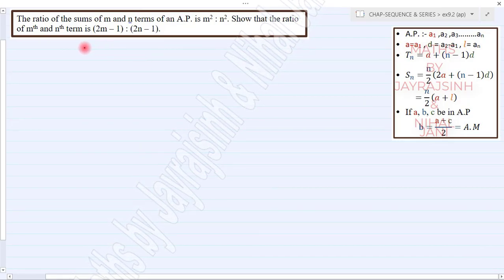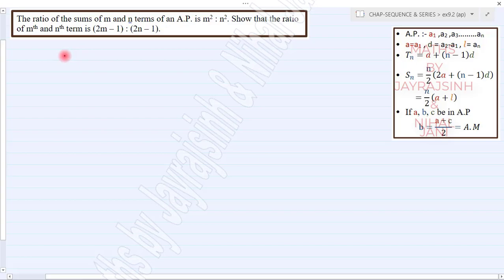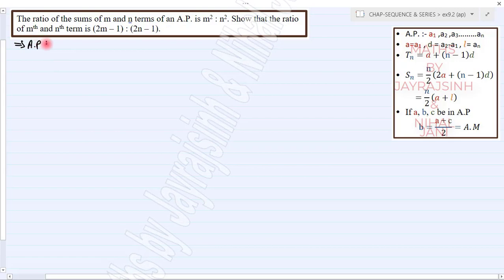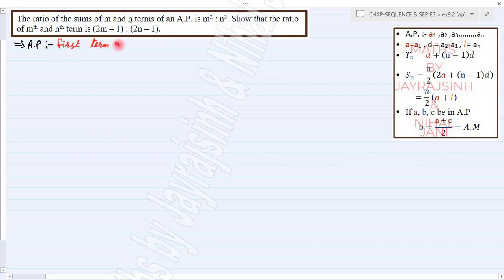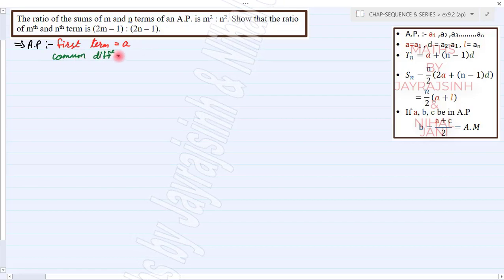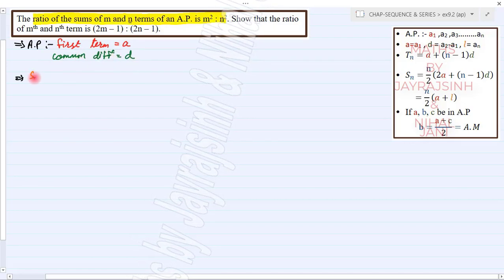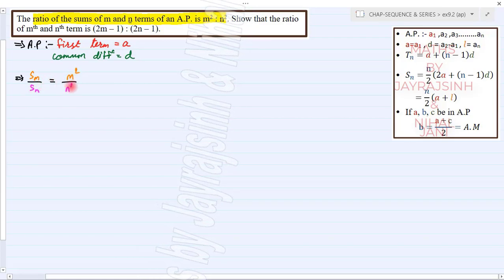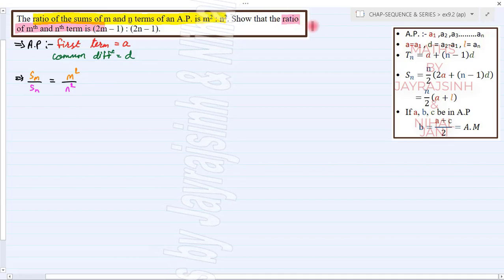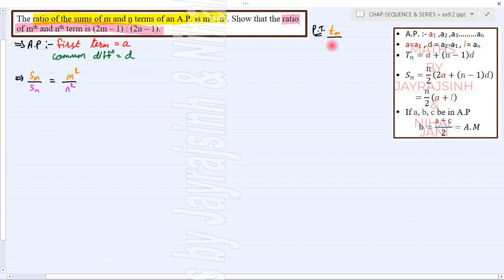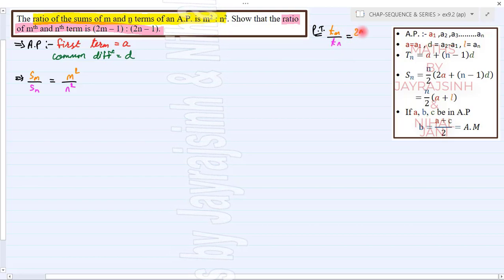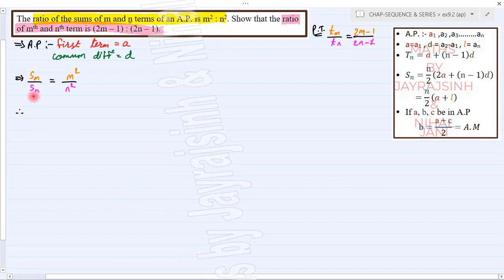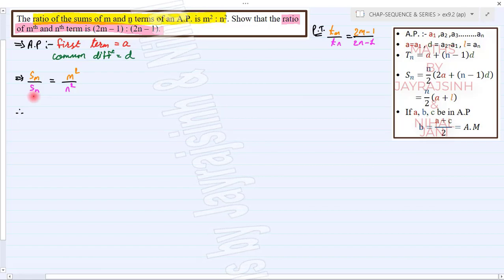In this question, we have the sum of m and n terms in the ratio m square by n square. So, we have only one AP having first term a and common difference d. Sm upon Sn is equal to m square by n square, and we have to show that the ratio of mth term upon nth term is equal to (2m minus 1) upon (2n minus 1). So let's try to simplify our given data using the formula of sum of n terms.